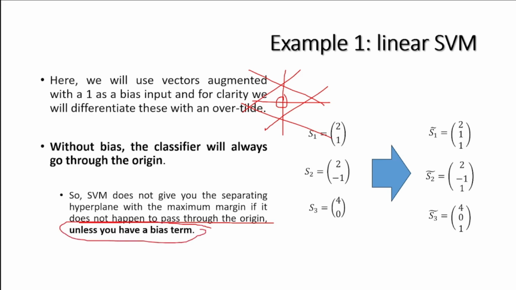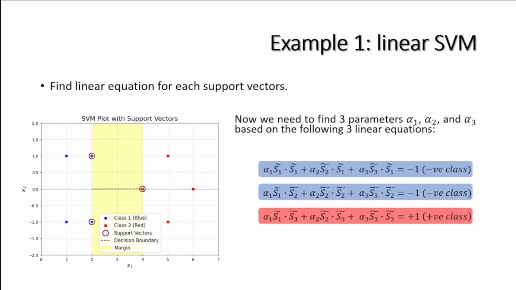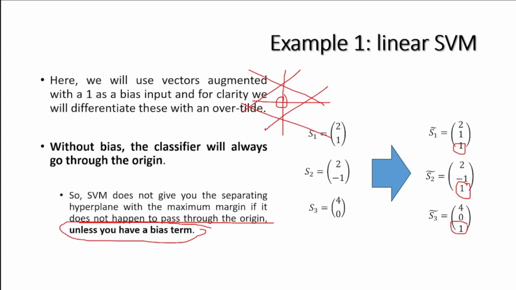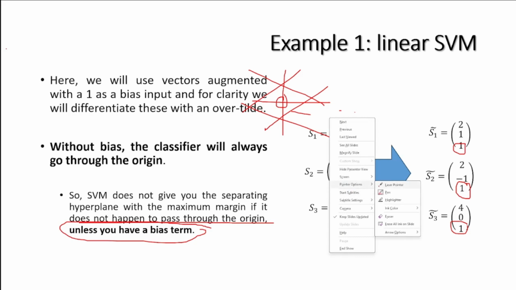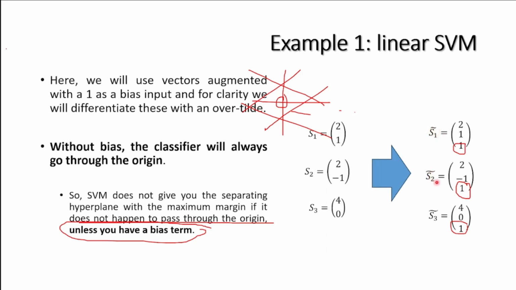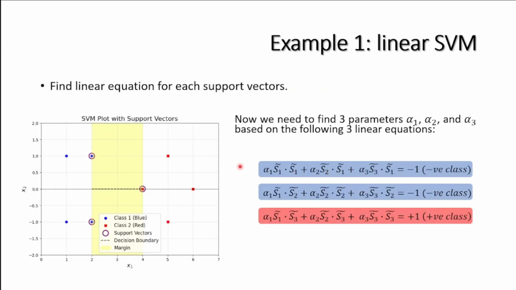So to do this, we have a bias term. This is the bias term that we have in each particular support vector. After we fix the original support vectors to S1 tilde, S2 tilde, and S3 tilde, now we need to find the parameters alpha 1, 2, 3 based on the following three linear equations.